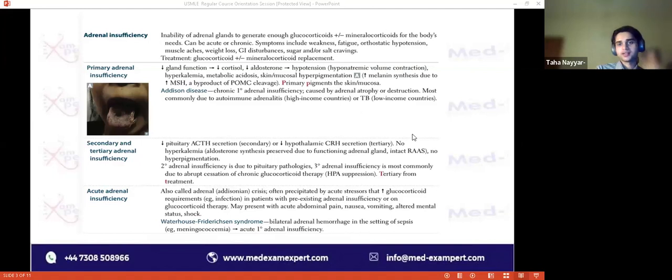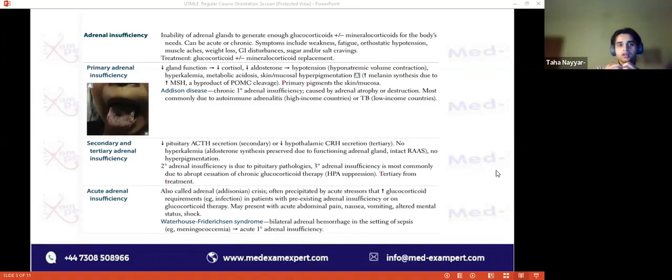So primary adrenal insufficiency, secondary adrenal insufficiency. Now, how will you diagnose adrenal insufficiency? There is a thing called the cosyntropin test. This cosyntropin is basically an analog of ACTH. Now, what is the function of ACTH? ACTH acts on the adrenal gland, and it causes the release of cortisol.